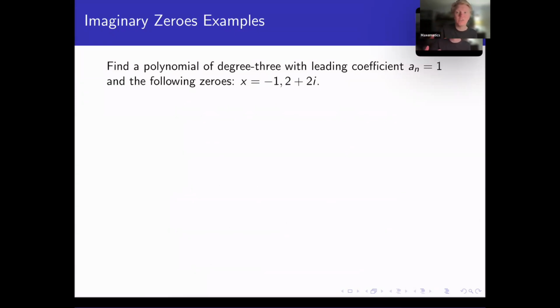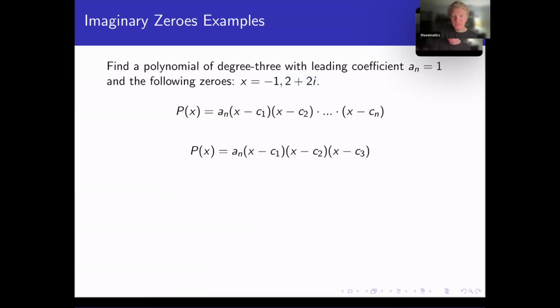But what we can now introduce is that you don't necessarily need to be given all the zeros to solve these types of questions. So degree 3, but I'm telling you only 2 of the zeros. Specifically, I am telling you only 2 of the zeros. So degree 3, leading coefficient is 1.